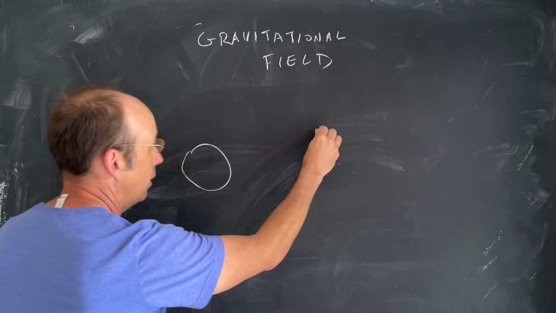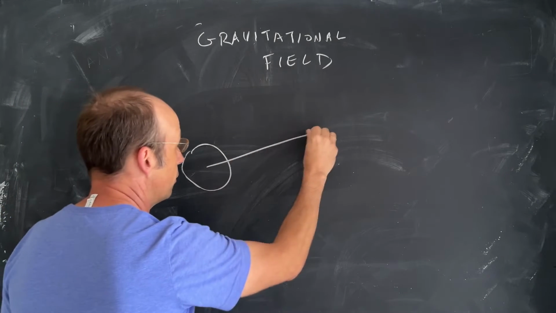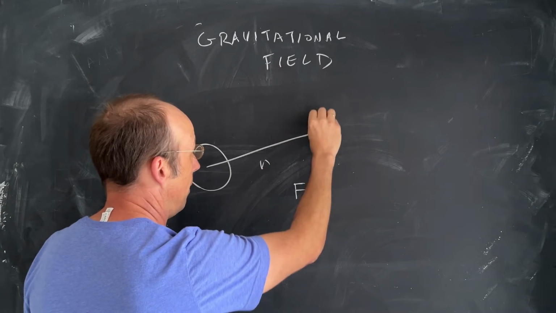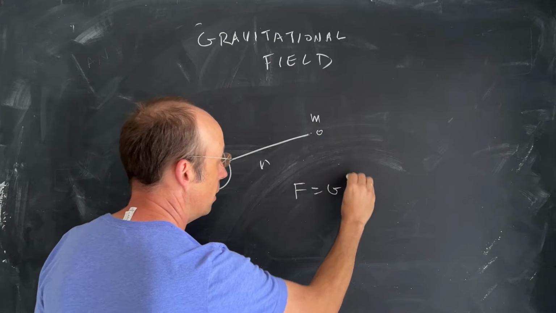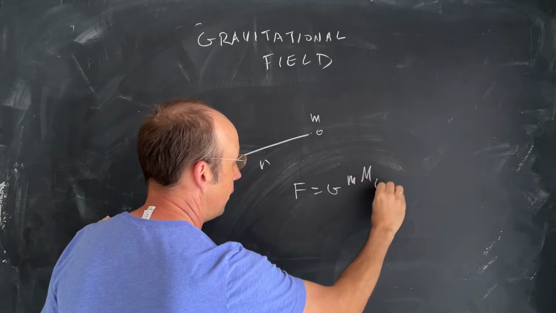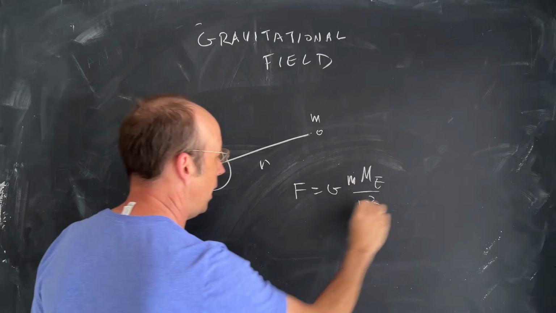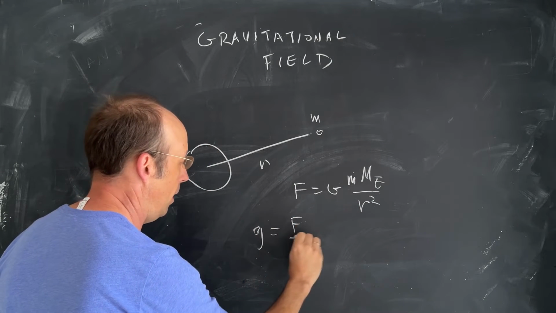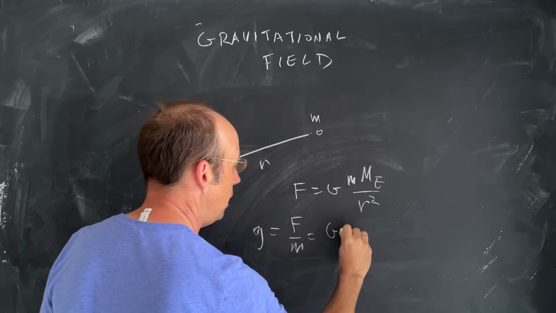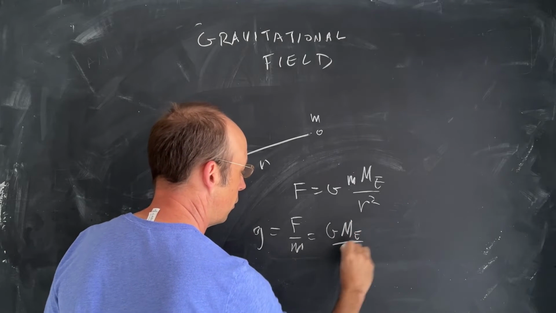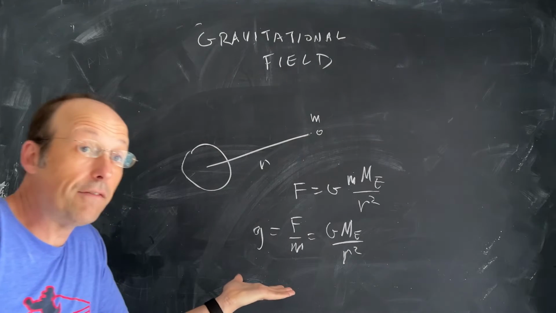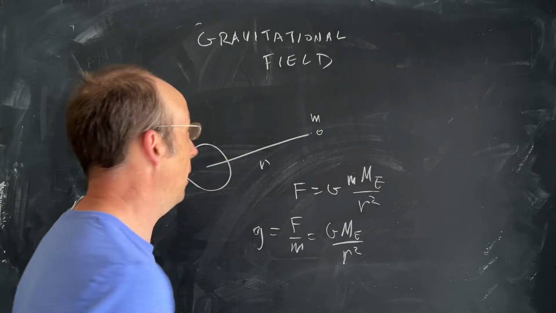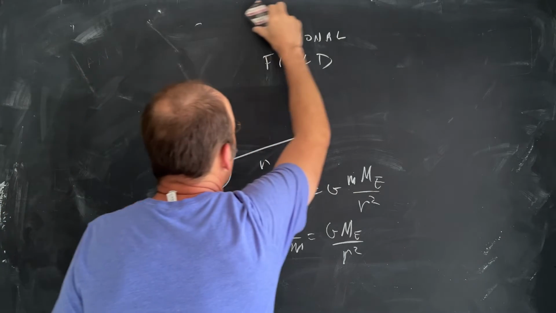Here's the Earth. Here's my test mass. Here's the vector r. And then I had F, the force on that mass, is G times the mass of the Earth over r squared. If I divide that, I can say g is F over m, and that's G times the mass of the Earth over r squared. So it's still the gravitational field. g is the gravitational field. It's the force per unit mass.